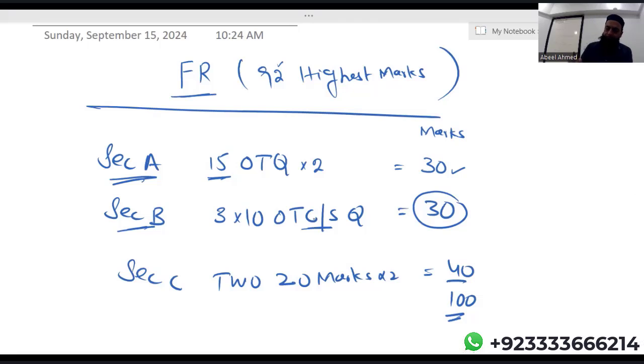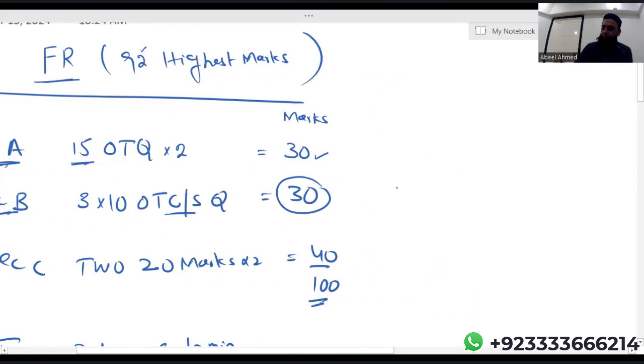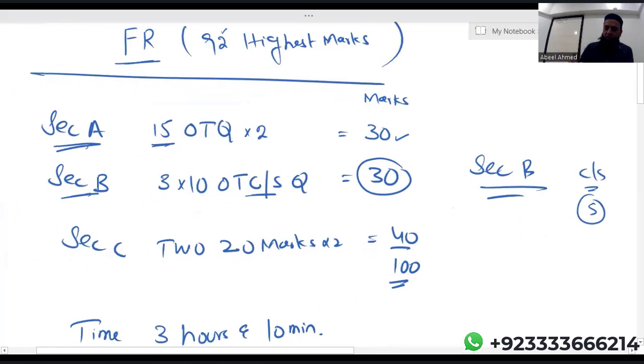It means that in section B, what is the style of the question? In each question, there will be a case study. On that case study, the examiner is going to set 5 multiple choice questions, and each question will have 2 marks. It means that in section B, actually, we have 3 case studies. On each case study, there will be 5 multiple choice questions. Each one will have 2 marks. So obviously, you will get 30.